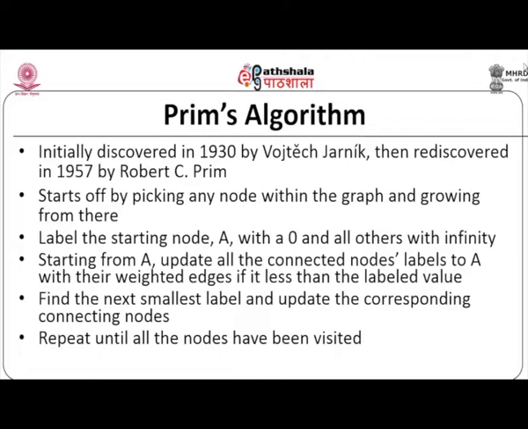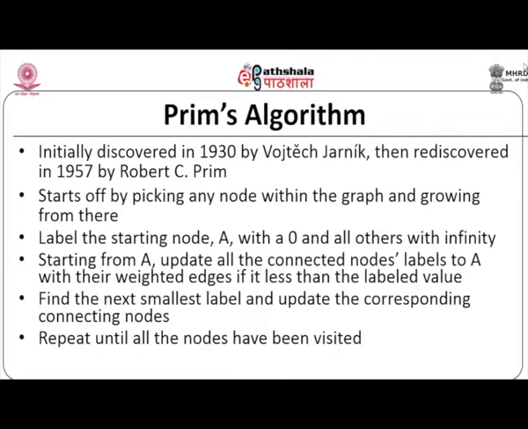You start with a node, okay, and you label it with a 0 and all others with infinity. So, you have not travelled there yet. Now, from A, you update the label of all the nodes connected to A with their weighted edges. Okay. If the weight is less than the label value, we update it; if the weight is more than the label value, we do not.